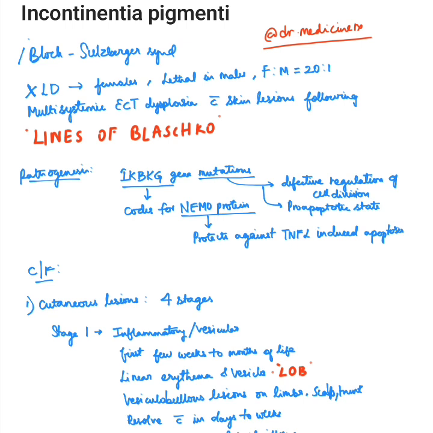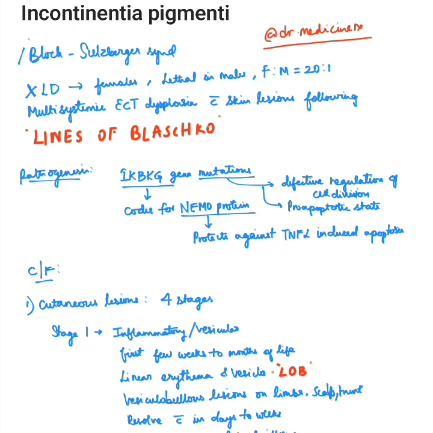In today's video we'll be discussing Incontinentia pigmenti. It is also known as Bloch-Sulzberger syndrome, and it is an X-linked dominant disorder that is commonly seen in females. Because this mutation is lethal in males, who have only one X chromosome, the female to male ratio is 20:1. So it is a multisystemic ectodermal dysplastic disorder with skin lesions that follow lines of Blaschko.